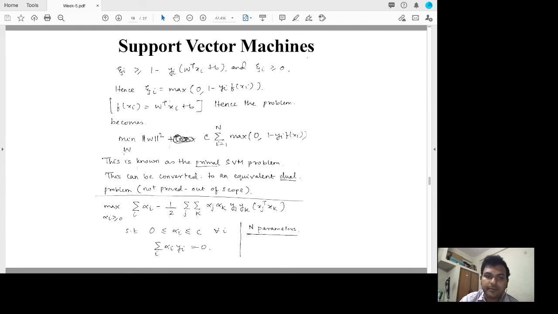Hence the final problem becomes minimization over w of norm of w squared plus c times the summation over 1 to n, where I have just replaced xi by this particular term.